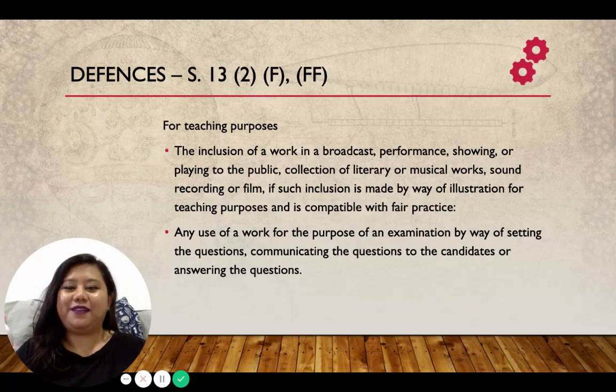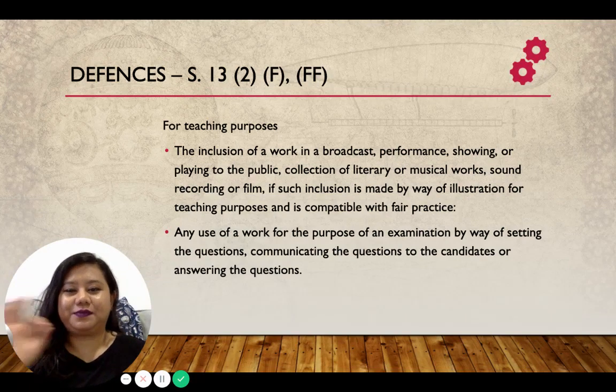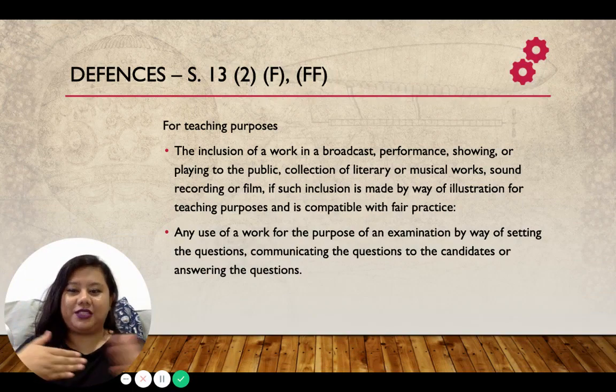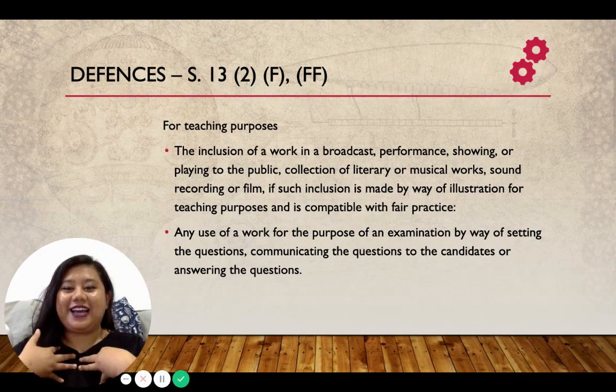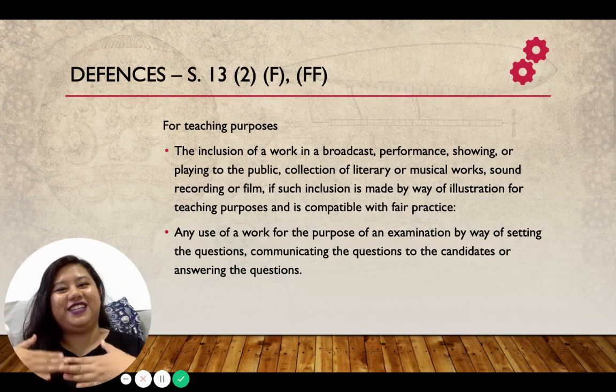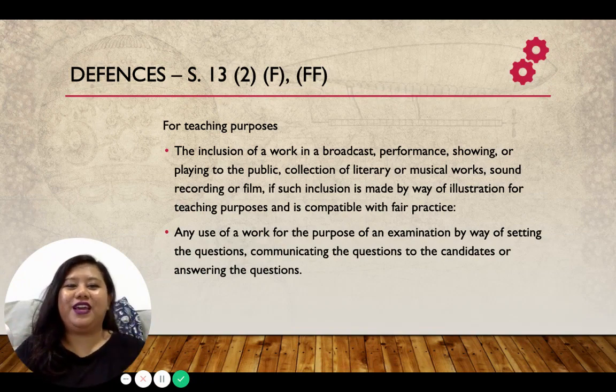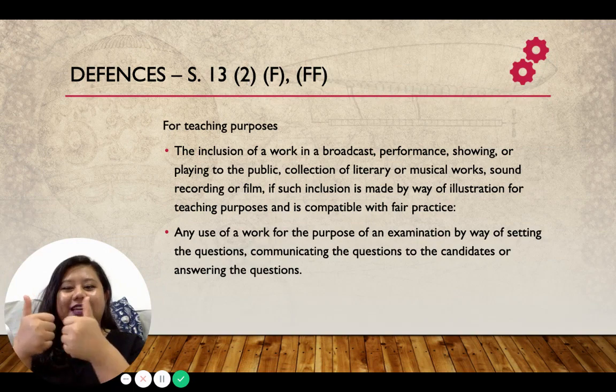I'm not sure why they are repeating the alphabet, but I'm pretty sure it is because this is a long section, 13.2 up until Q, I think. So for teachers like us, we can use section 13.2 F and FF. If we include any broadcast, performance, public collection, literary works, or sound for teaching purposes, and it is compatible with fair practice, it is allowed.